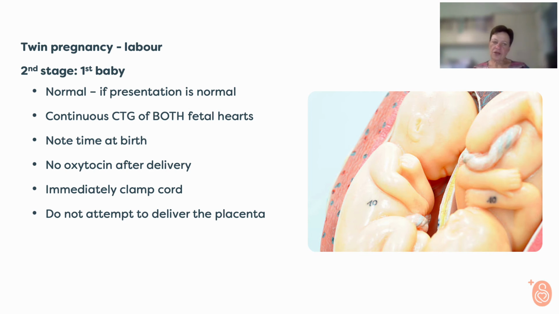We obviously are not going to give oxytocin after the delivery of the baby because that will cause contraction of the uterus, and there's still one fetus in the uterus that needs to be delivered. So it's very important not to give oxytocin. Then we immediately clamp the cord. This is very important because of the possibility, as I've said, that the one fetus can bleed through the placenta into the other fetus. So here we don't have any delayed cord clamping. We clamp the cord immediately.